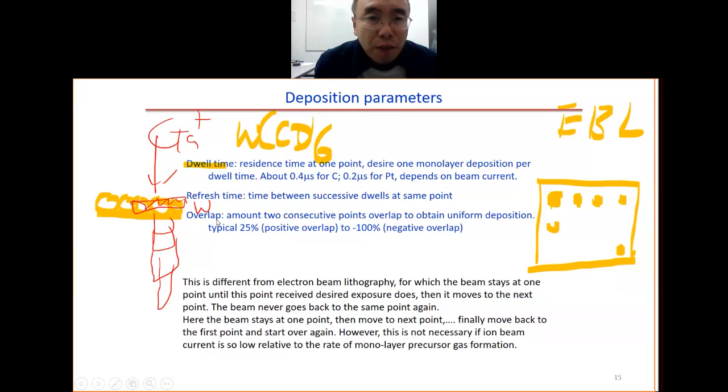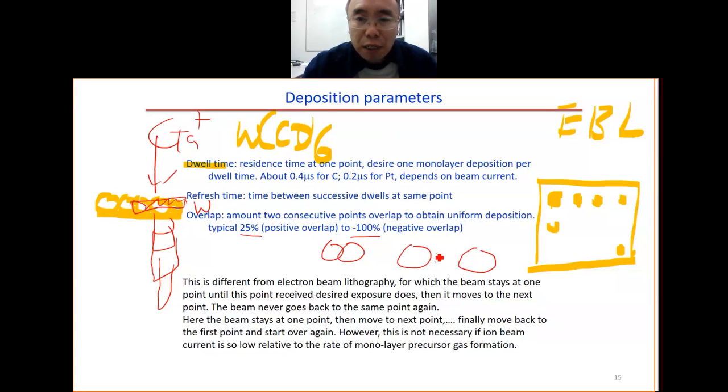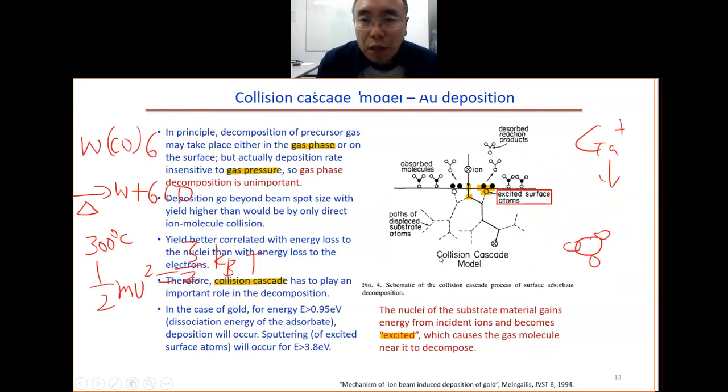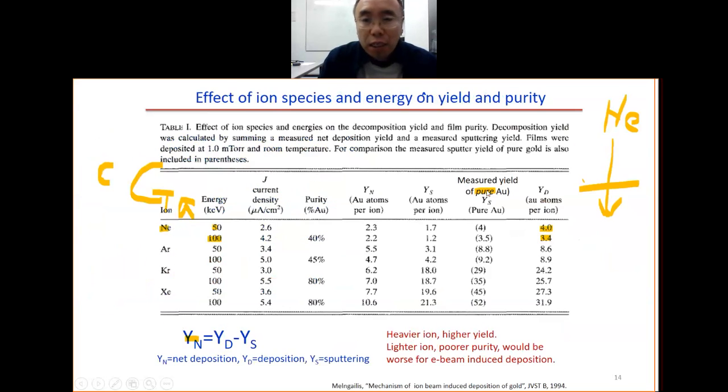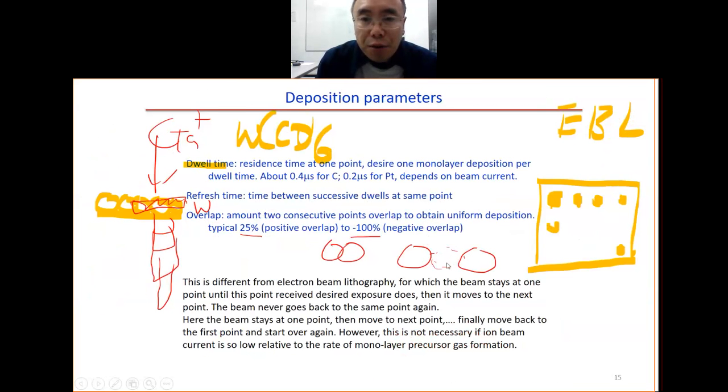Overlap is the overlap between two pixels. We know that for the ion beam, the pixels cannot be too far away. For example, it can be something like this, which corresponds to a 25% overlap. It can also be minus 100% overlap, something like this. The gap here, this area, is the gap. There will be deposition at the gap, caused by the nearby area also having deposition. This is a kind of proximity effect, so the gap area will be deposited by the proximity effect. This is overlap.